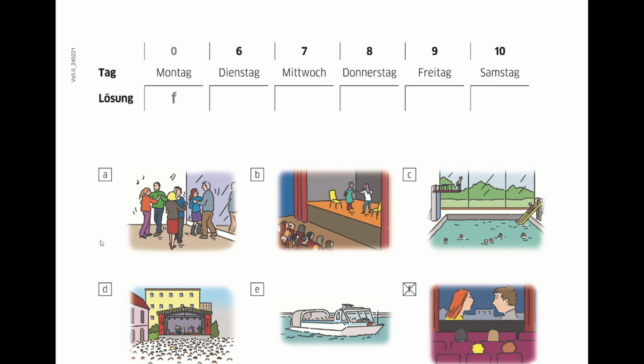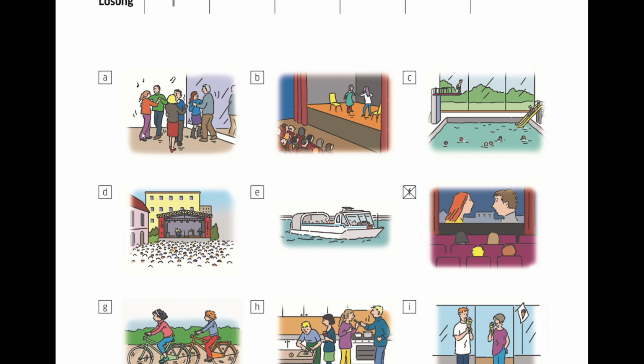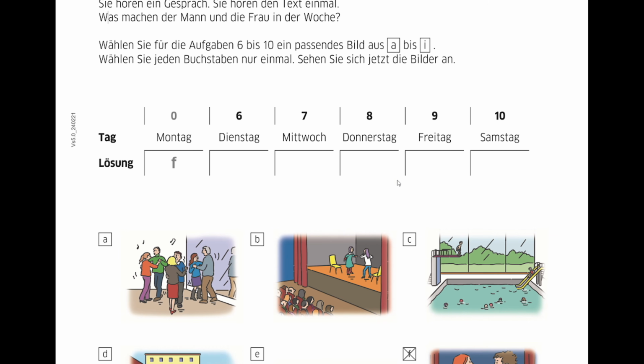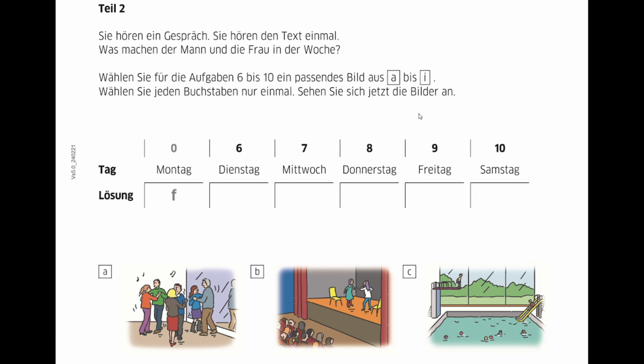And then they have some different images over here. So in the first image, which is image A, they are dancing. In image B, they are watching a theater show. Image C, they are swimming. And like this, there are some different activities which have been represented on the different images. And what you have to do is that you have to listen to the discussion and then select the correct image for each day. So for example, they have already written F as the solution for Montag.